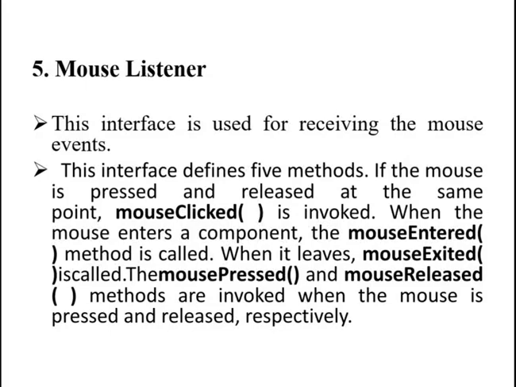Mouse move means the mouse is moved. Mouse press means the mouse was pressed. Mouse release means the mouse was released. And the last one is mouse wheel. Mouse wheel means the mouse wheel was moved.